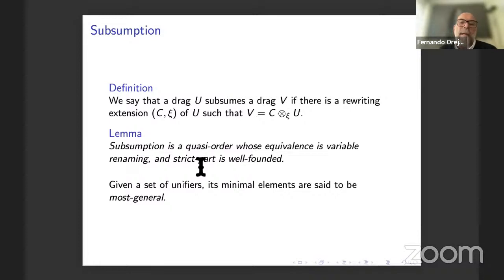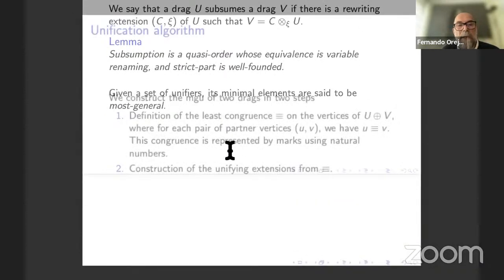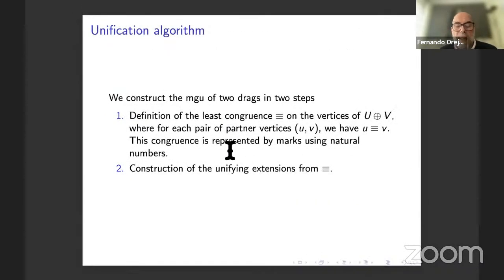Now, in order to define a notion of most general unifier, we define as usual a subsumption, which in this case says that a drag U subsumes a drag V if and only if there is an extension of U such that V is equal to the composition of this extension with U. And subsumption, as usual, is a quasi-order whose equivalence is variable renaming, and the strict part is well-founded.